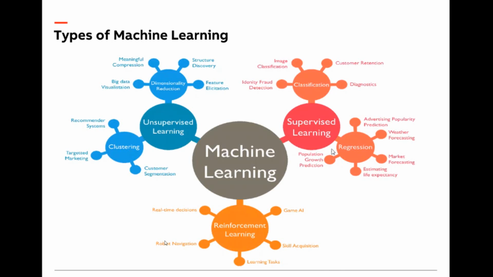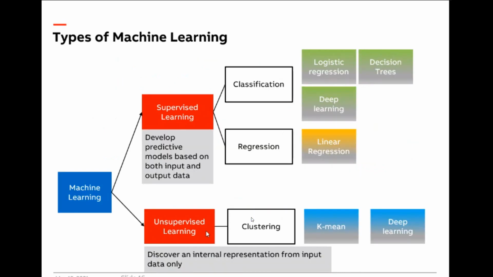So navigation and real-time decisions are all reinforcement learning examples. If you go to the third slide, this is the same thing which we discussed in the previous slide.